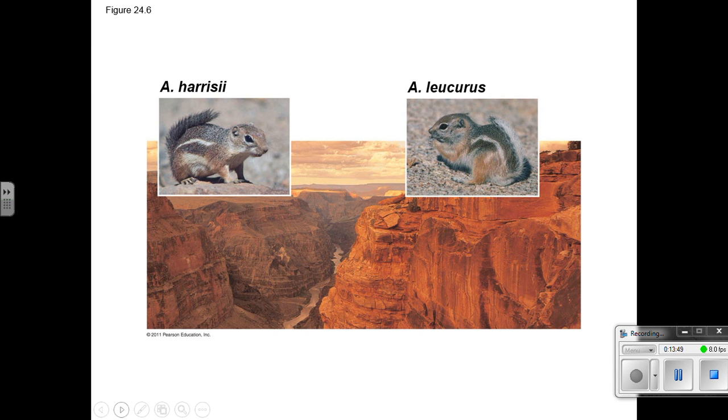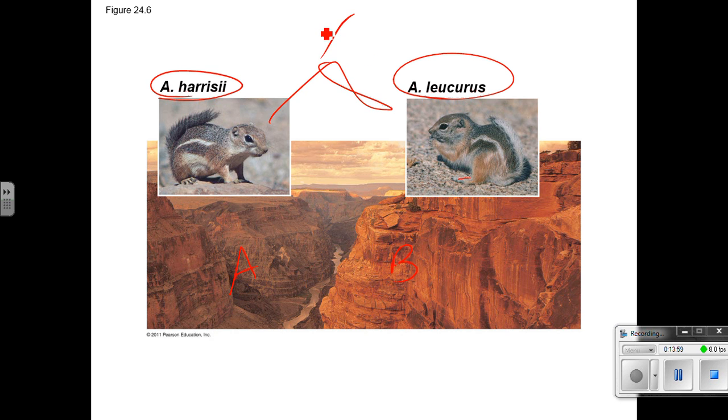Here's an example of squirrels. They look very similar, but these two squirrels are actually different species because they live on opposite sides of the Grand Canyon, and they can't get to each other. If you put them in a room together, they are not going to be together.